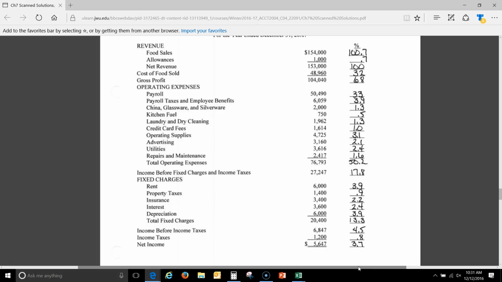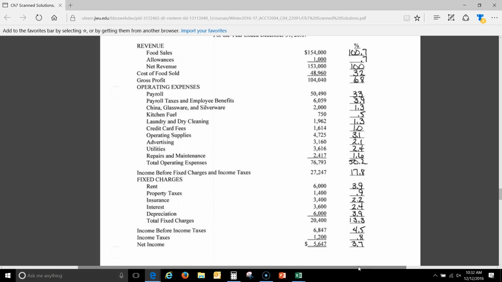So each one of these items can be analyzed in that same way. So let's go to operating expenses for payroll. Let's say last year was 30%, but budget was 35%. How are we doing? Payroll currently is 33%. Last year was 30. Current year budget was 35. Good or bad?